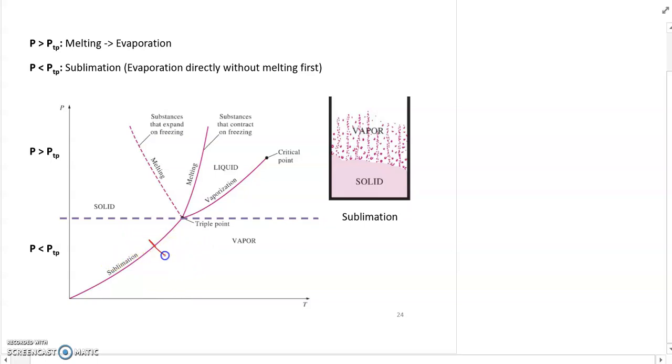One example of a sublimation process is dry ice. If the pressure is more than the triple-point pressure, you will be dealing with melting and vaporization processes. So basically that's what we can conclude from this slide. With that, we finish the phase diagram topic. We will continue the other topics in the next lecture.